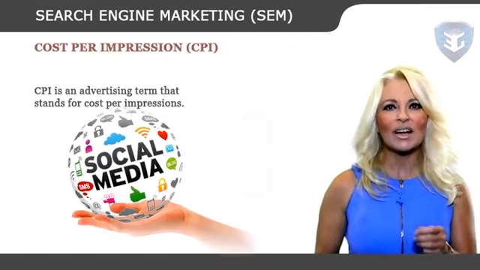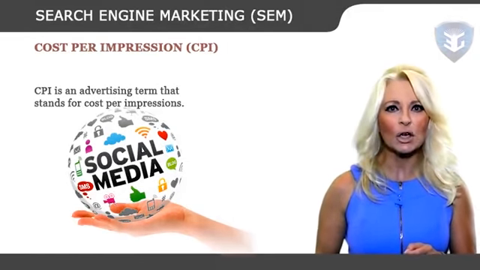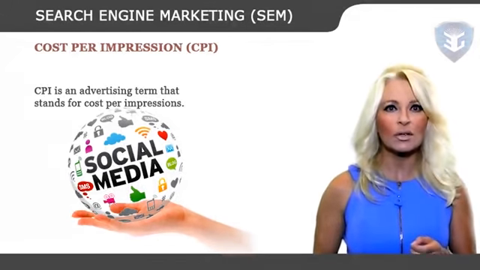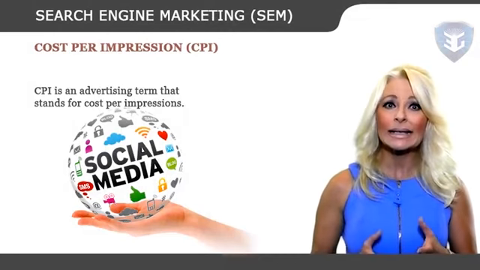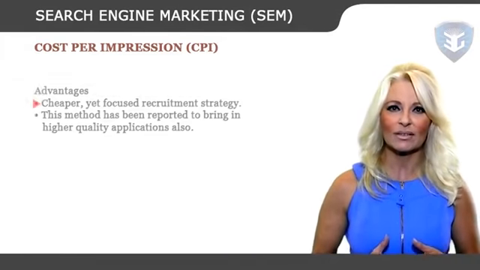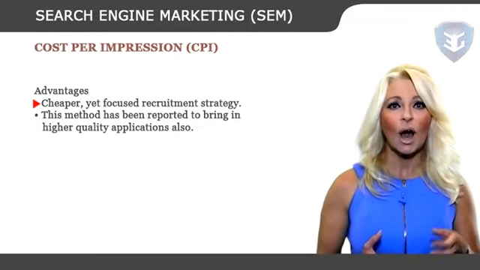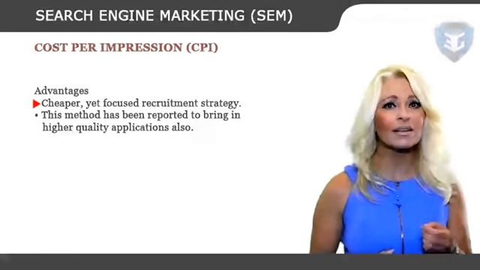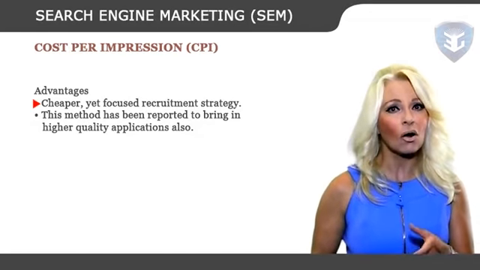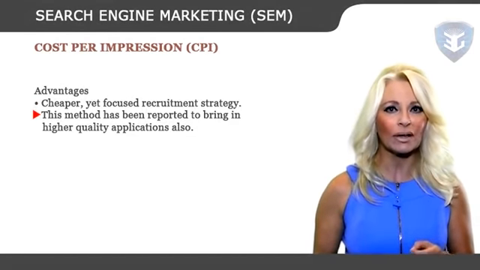Let's explore the cost per impression. CPI is an advertising term that stands for cost per impressions. Website owners who have CPI advertising programs sell banner advertising at a cost per impression rate. Advantages: a cheaper, yet focused recruitment strategy. Appropriate use of keywords increases the conversion ratio. Example: fraction of applicants among all visitors. This method has been reported to bring in higher quality applications also.